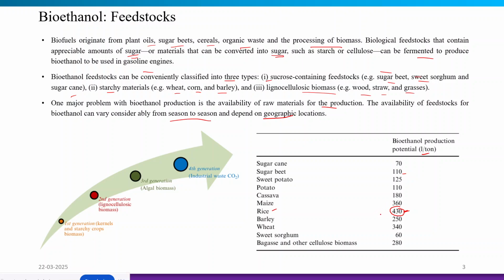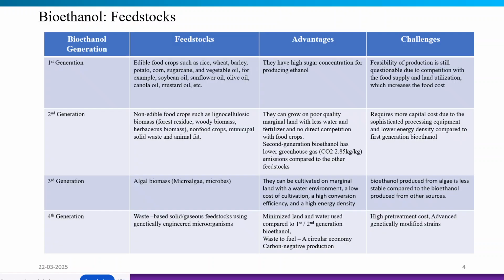But we are not focusing on first generation bioethanol production because this can be competitive with the food cycle. So we will generally be moving towards the other generations, so that there will be a separate production area or production field for bioethanol without affecting our food cycle. You can see here we have segregated the generation wise bioethanol production and their advantages and challenges.